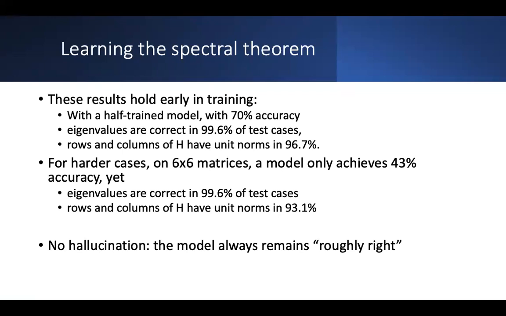The fun result here is that there's no hallucination. You've heard about hallucination in a language model, and this does exist. But in math, in supervised training, this doesn't happen. The model, when it's wrong, is roughly right, if you want. The eigenvalues are correct. It's only the norm.